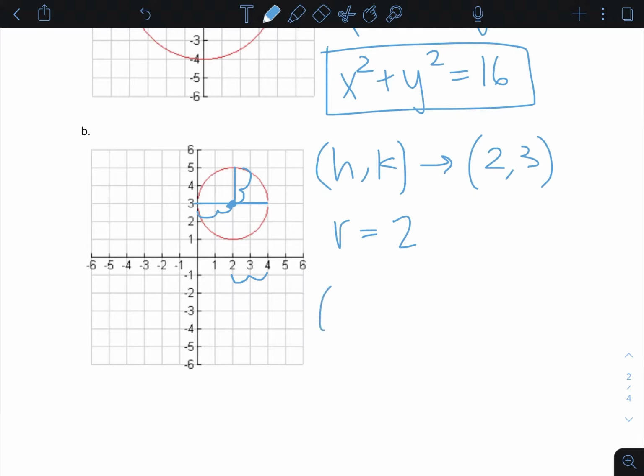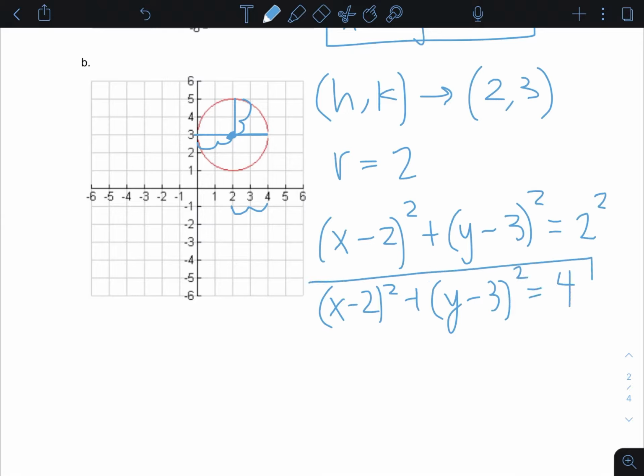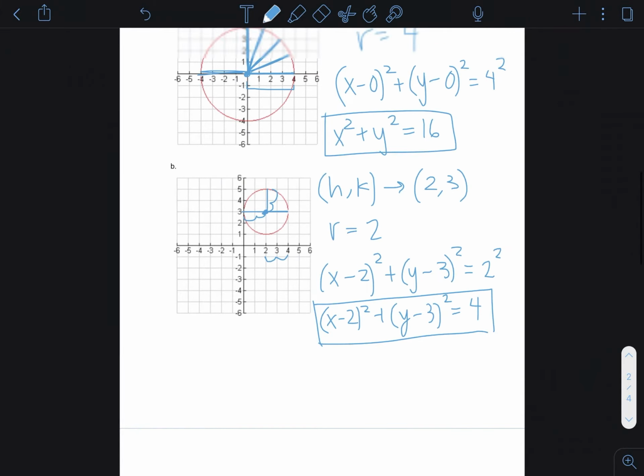So I'm going to plug it into that standard form. So we have x minus h. My h is 2, so we have (x minus 2) squared, plus y minus k. My k is 3, so that is (y minus 3) squared, and that's equal to r squared. My r is 2, so 2 squared. In this case, there's not much simplifying going on over on the left side, but I'm just going to rewrite it so I can simplify. 2 squared is equal to 4. And there is our standard form, our equation of the circle.